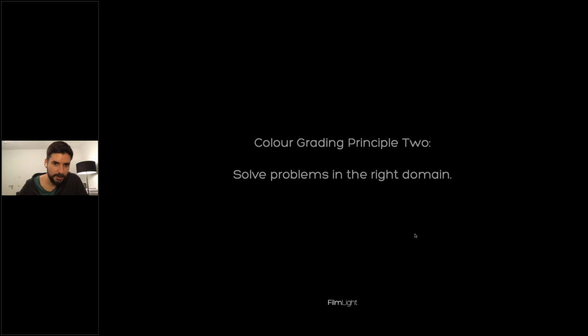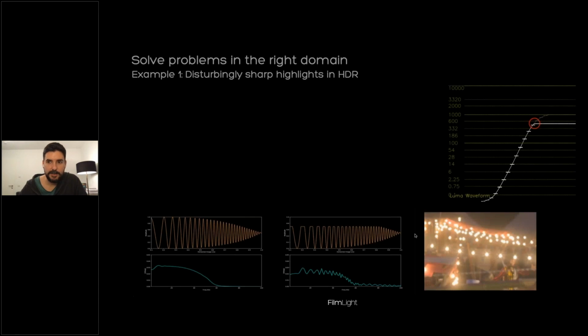Now advancing to color grading principle 2, solve problems in the right domain. That's also very general advice, and I try to bring a little bit more life into it with some examples that are coming up. So the first example goes into a very similar direction than the last topic that we talked about. It's disturbingly sharp highlights in HDR.